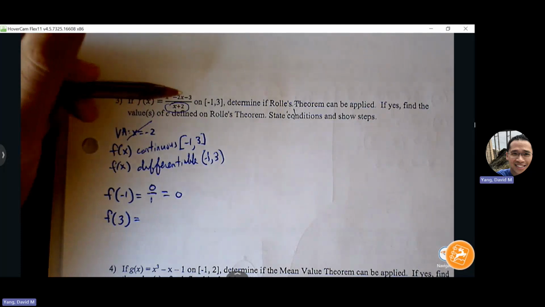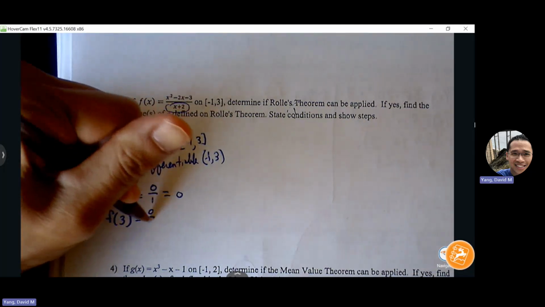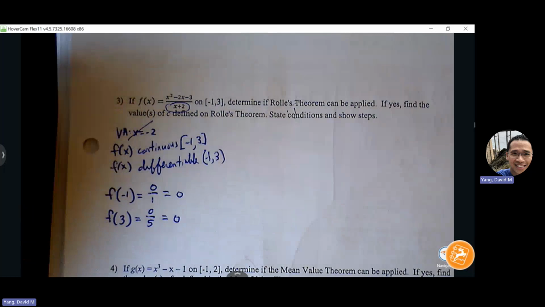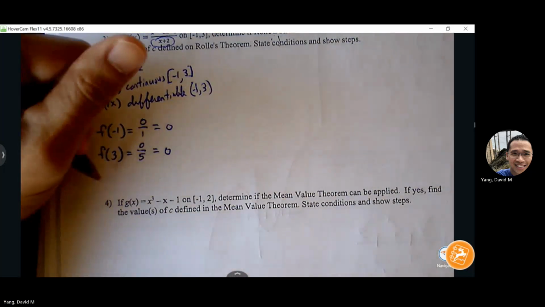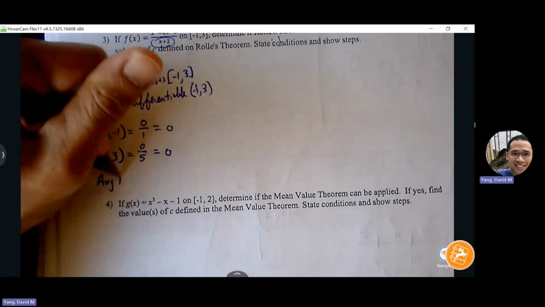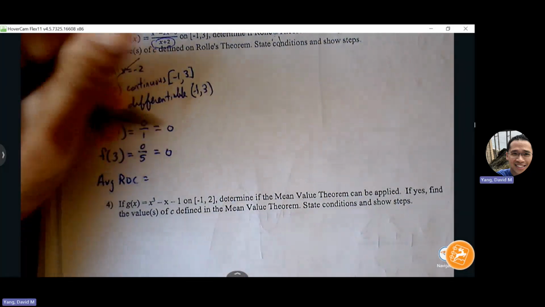Nine minus 6 is 3. 3 minus 3 is 0. 0 over 5 is 0. My average rate of change, you can already tell, but I can still go through this.